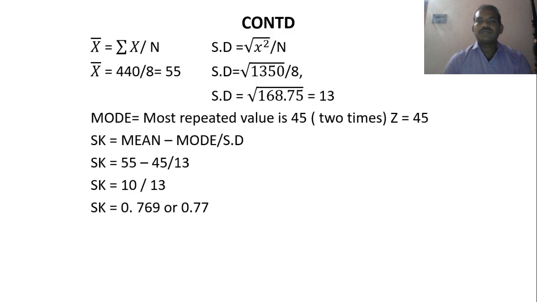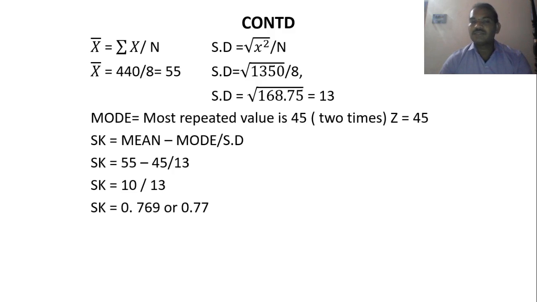Sigma x is 440 divided by 8, which is equal to 55. Again, standard deviation is equal to the square root of sigma x square divided by n. Here sigma x square is 1350, and n is 8. Standard deviation is equal to the square root of 168.75, that is 13. Mode is equal to the most repeated value, 45, which is 2 times, so Z is equal to 45.